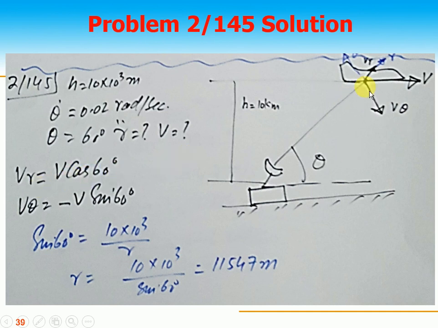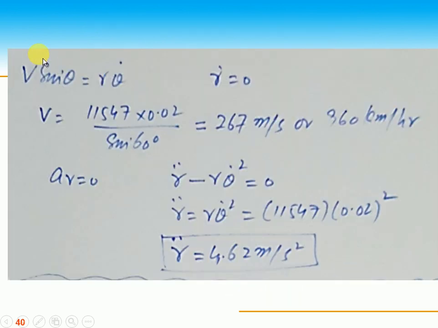So V_r is equal to V cos theta, right? This is V_r. So this should be V cos theta, and V theta is, of course, in the negative direction, because I take theta in this direction as positive. So this is minus V sin theta. If I take sine of 60 to find the value of R, it is perpendicular over hypotenuse, I get the value of R as 11,547 meters.